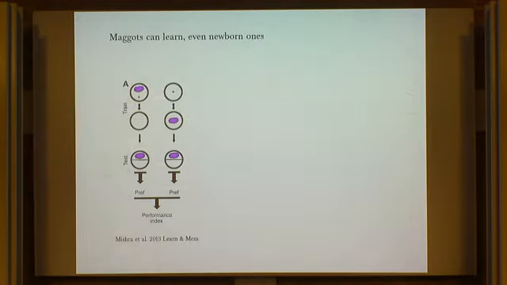Right, so now let's move on to learning and memory, because what I want to talk about is circuits for learning and memory. And the first point to make is that maggots can really learn. And by learning, we mean associative memory.